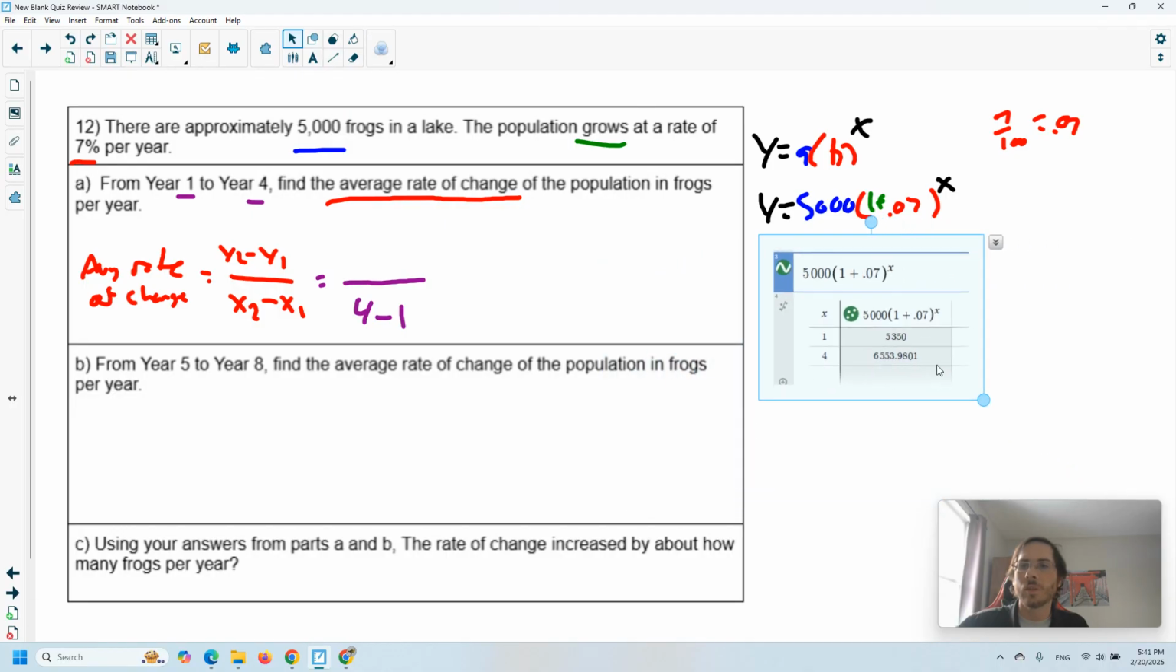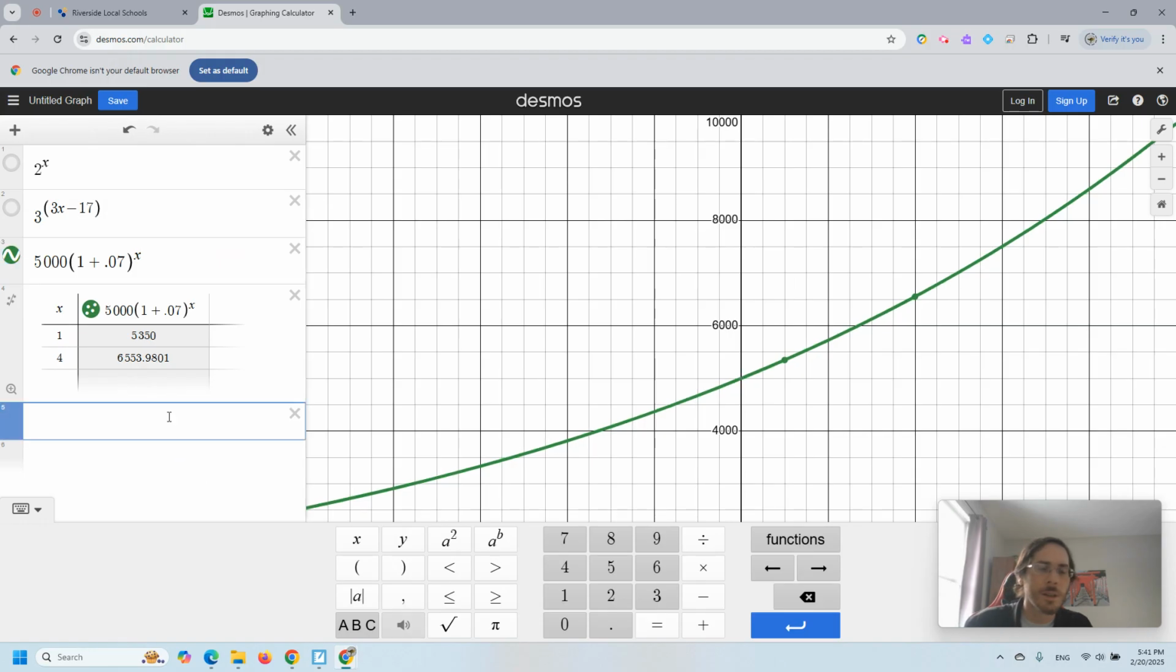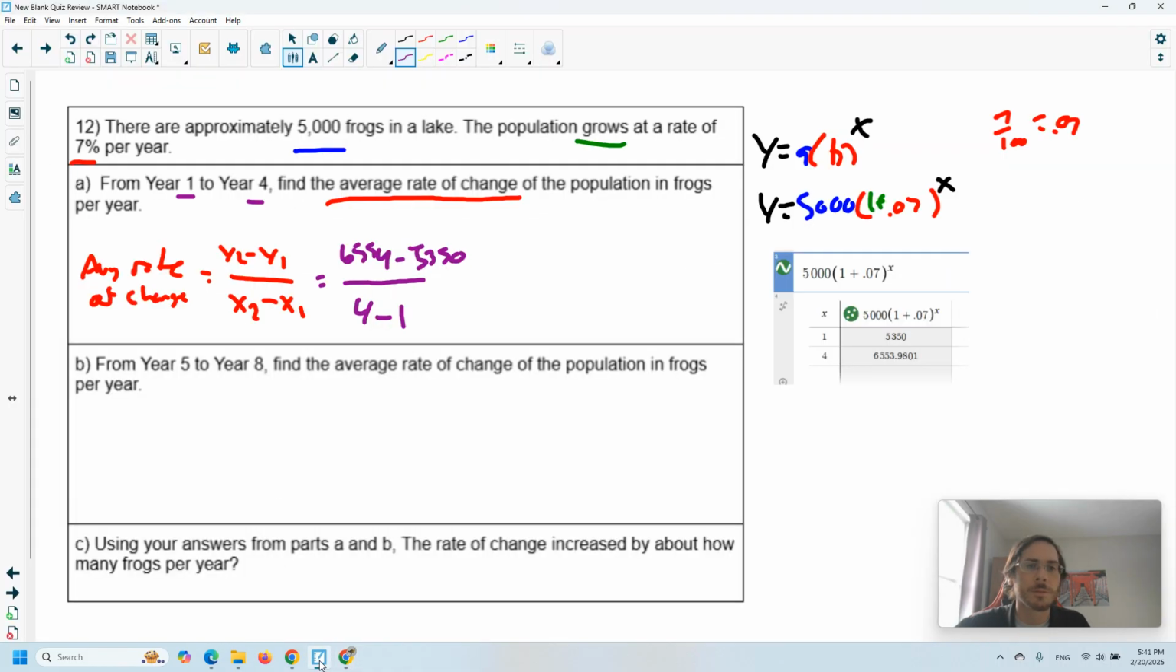All right. So with my little table, this tells me the numbers I want to use. The numbers I want to use are 6,555. It's a number of frogs, so I'll go 4 minus 5350. So now I have to do this subtraction. So I'm going to go back to the calculator and say, all right, let's do 6554 minus 5350. Get 1204. Divided by 3, because 4 minus 1 is 3.